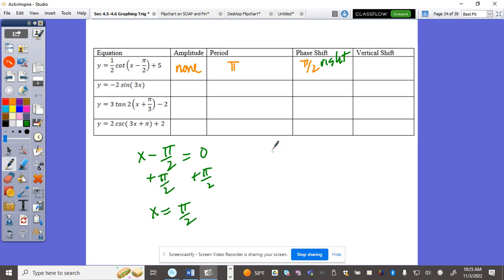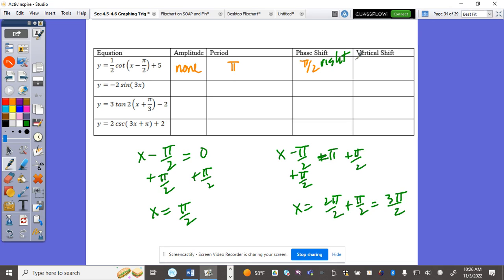And then the end part, since you know it's going to end after the period of pi: x minus pi over 2 equals pi. So add pi over 2 here, add pi over 2 there. That gives you x equals 2 pi over 2 plus pi over 2, which will be 3 pi over 2. So I know the phase shift is pi over 2 to the right, but I like to say here it ends at 3 pi over 2 after one period.